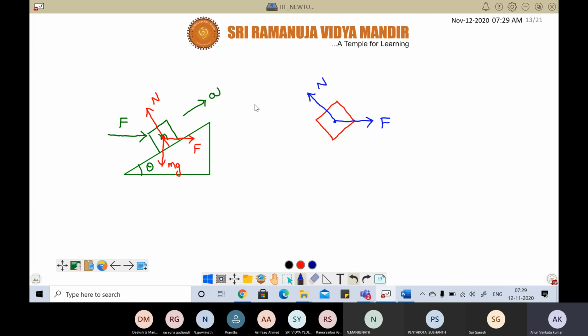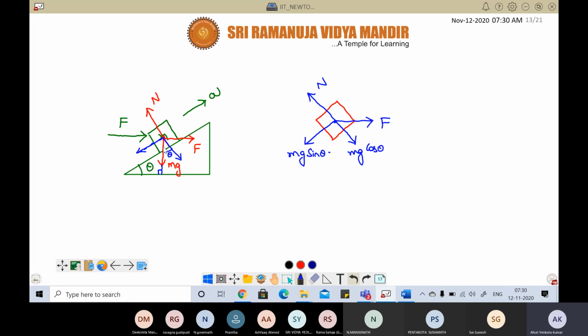Now this mg can be resolved into two components. If you extend this, this is 90 minus theta, this is theta, so this component is mg cos theta. Therefore the normal reaction will be mg cos theta. And along the incline, the other component is mg sin theta.